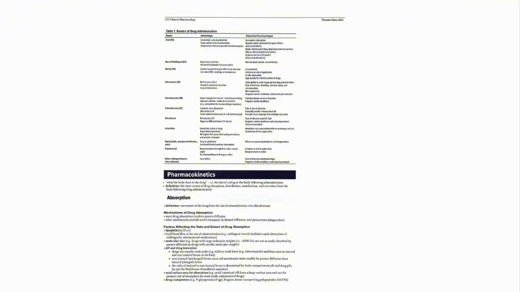However, only drugs that are sufficiently lipid-soluble and non-irritating are suitable for this route. A classic example is nitroglycerin, which rapidly relieves angina.